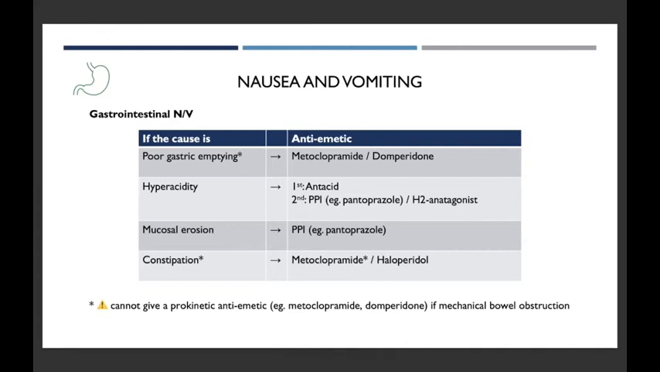In terms of constipation, if they've got severe constipation, then we can give metoclopramide or haloperidol. The important thing to note is that if the constipation is due to a mechanical bowel obstruction, then we can't give a prokinetic. If we have a fixed bowel obstruction, we can't give something that's going to cause the gut to press against that, because that's going to cause issues. So don't give a prokinetic if you're suspecting a mechanical bowel obstruction.